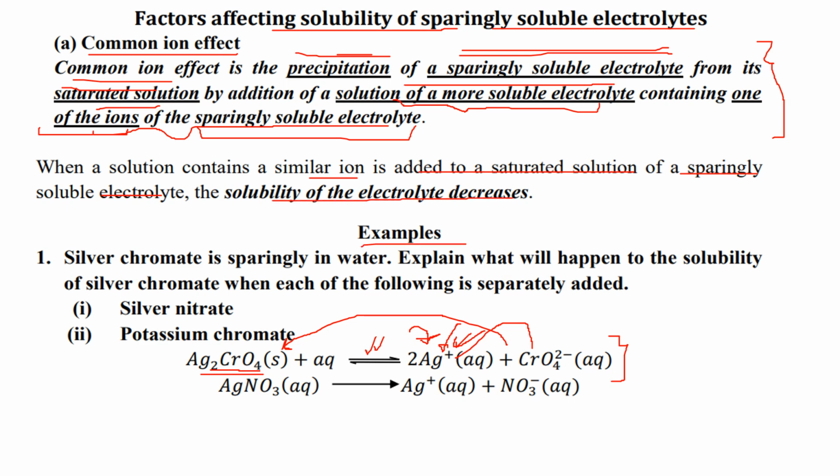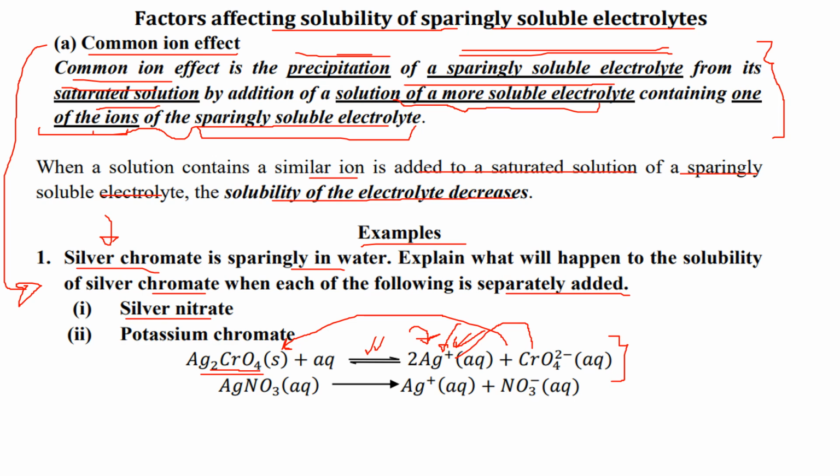Now let's look at the examples and the elaborative explanation of how that happens. So this is under common ion effect, and you will be asked for these terms quite often when it comes to the solubility equilibria. So number one, you are going to be considering silver chromate being sparingly soluble in water. That means that this is our sparingly soluble salt. Now explain what will happen to the solubility of silver chromate when each of the following is separately added to it. So Roman number one, when we add silver nitrate.